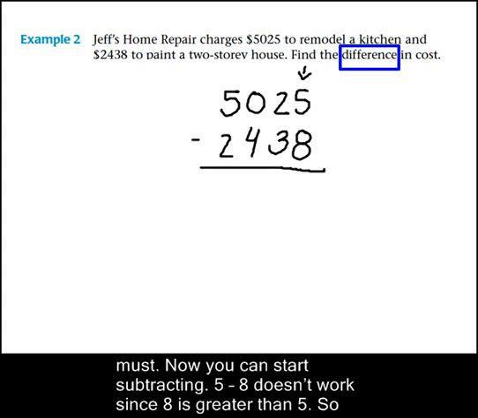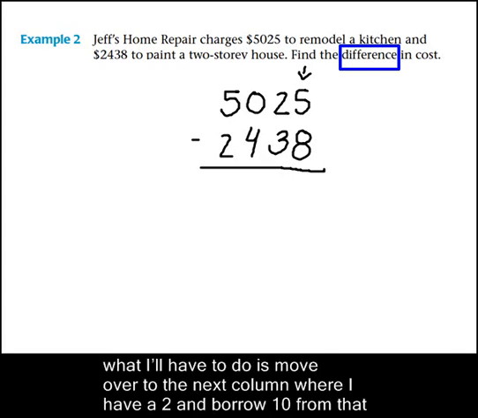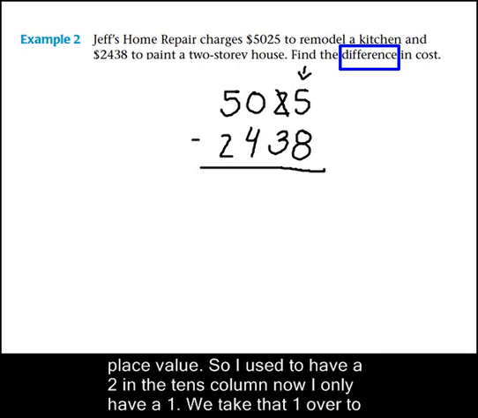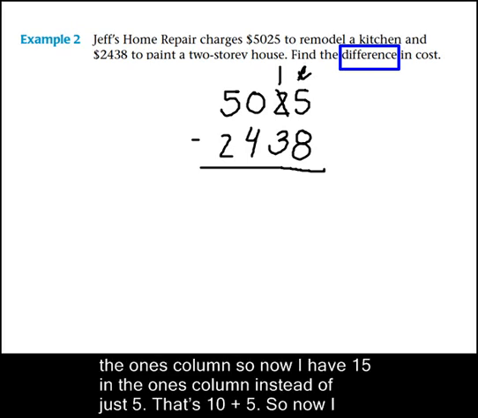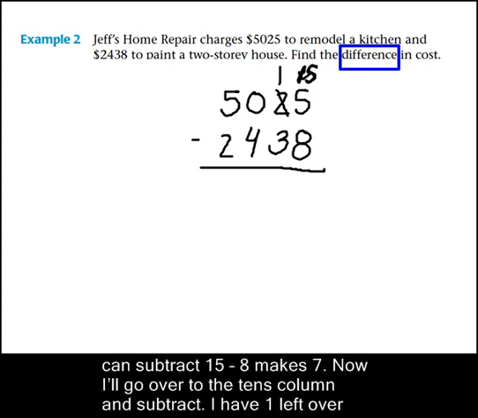5 minus 8 doesn't work since 8 is greater than 5. So what I'll have to do is move over to the next column where I have a 2 and borrow 10 from that place value. So I used to have a 2 in the tens column, now I only have a 1. I'm going to take that 1 over to the ones column. So now I have 15 in the ones column instead of just 5. That's 10 plus 5. So now I can subtract 15 minus 8 makes 7.